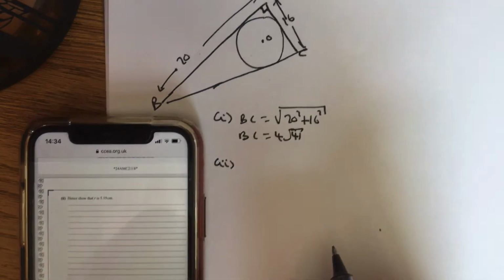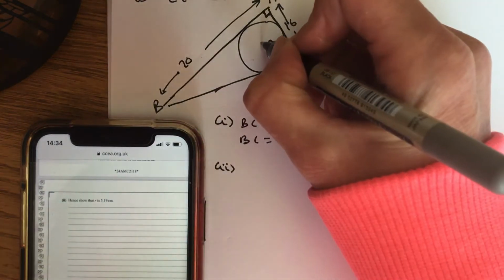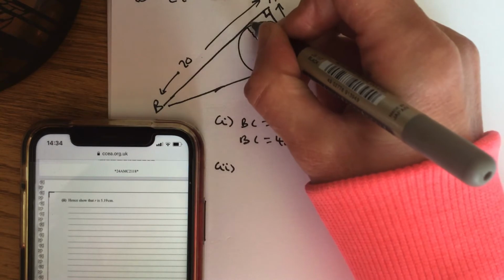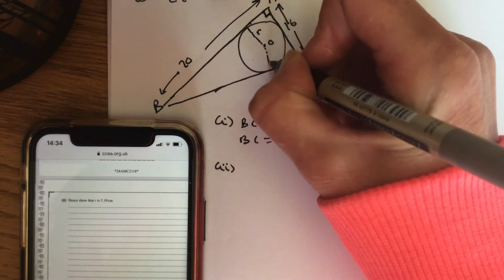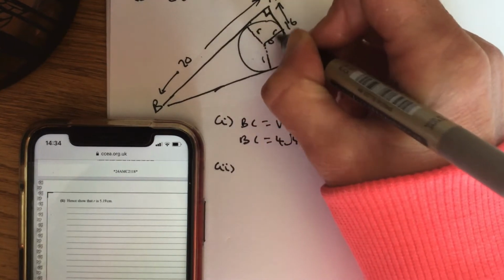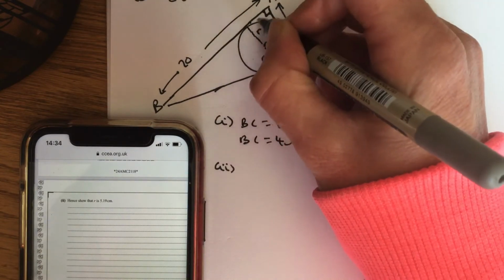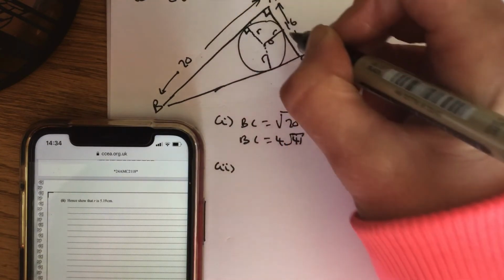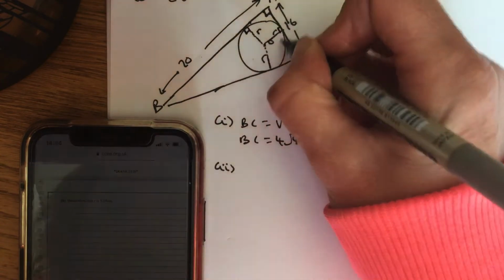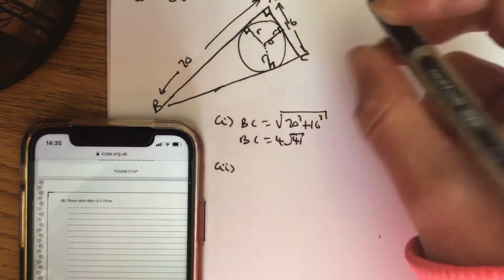This is where it gets much more complicated. A radius goes from the centre to the edge. Now, this is a tangent because it's hitting the circle once. A tangent and a radius meet at 90 degrees. So it meets at 90 and it meets at 90.